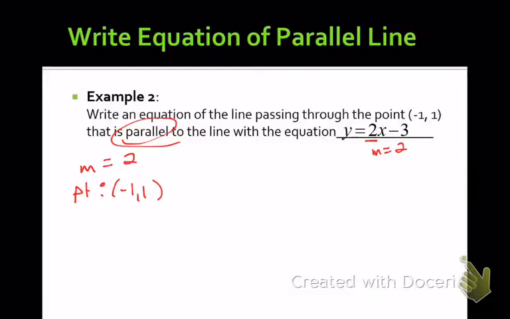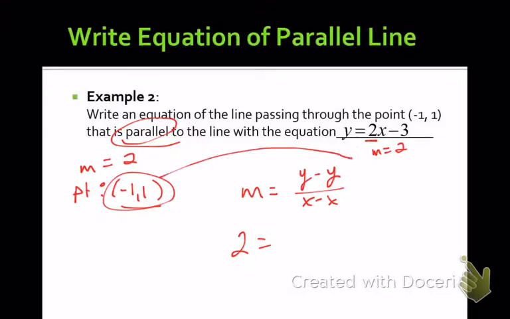Now, we love using slope formula for everything. I know that if I write out the slope formula, m equals y minus y over x minus x, and I plug in the slope, which I know, and I plug in the point, and I only know one point on this line. So if I plug those coordinates in, y minus 1 over x minus a negative 1, then I can actually create a proportion that I can cross multiply and solve for y, and that would get me the slope-intercept form.